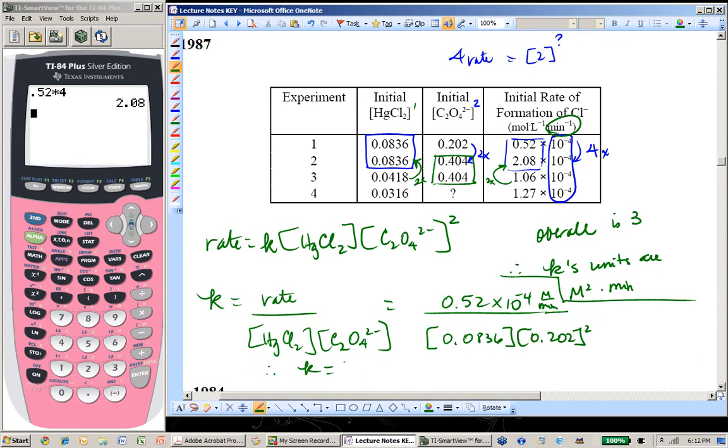Therefore, K equals, clear my calculator screen, 0.52 second EE minus 4 divided by, open a paren, 0.0836 times 0.202, quantity squared, I love the x squared button, close the paren, equals 0.015. Double check and make sure that's right. Yes, it is. I love it when I get the right answer. 0.015.